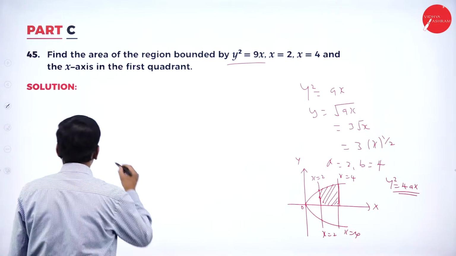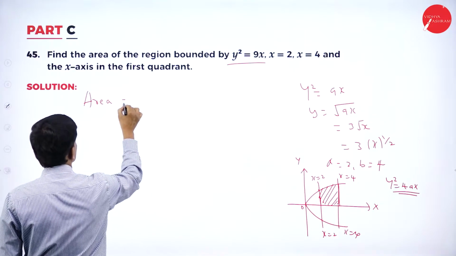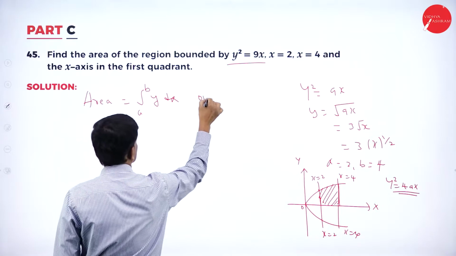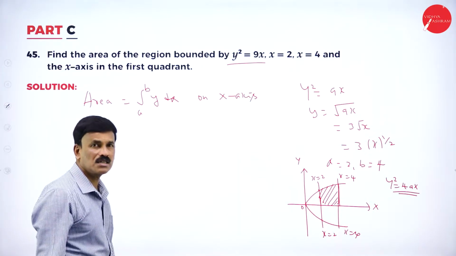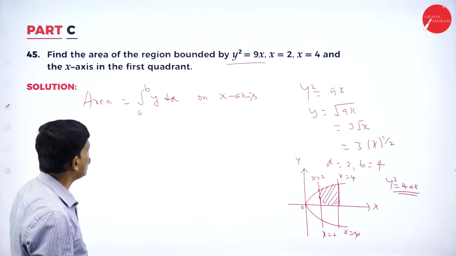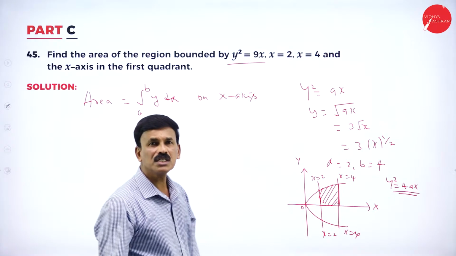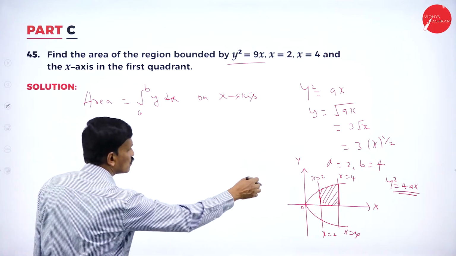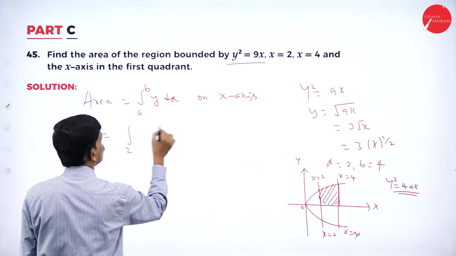That's it. Okay. The area is given by, area is equal to integral a to b y dx on x-axis. The area bounded by the curve on the x-axis is given by integral a to b y dx. If you draw the diagram and the formula, you will get 1 mark. Now just substitute, that's it. Now what is a in the first quadrant? Just what is a here? A is equal to 2 and b is equal to 4.